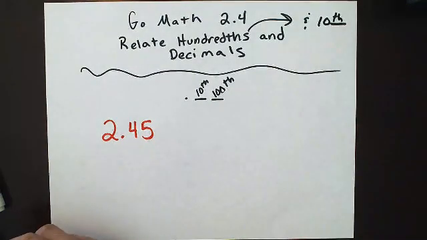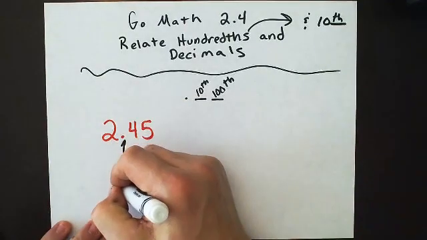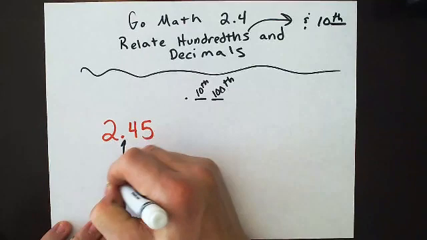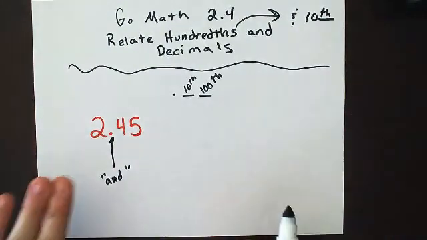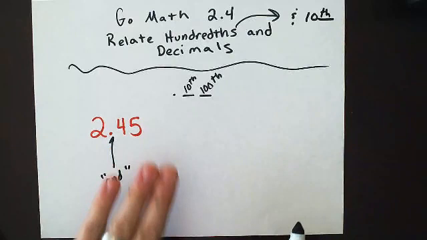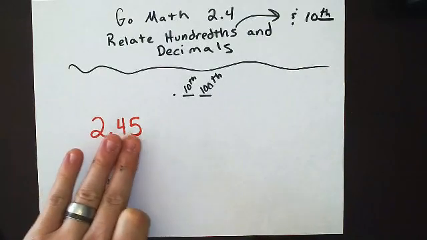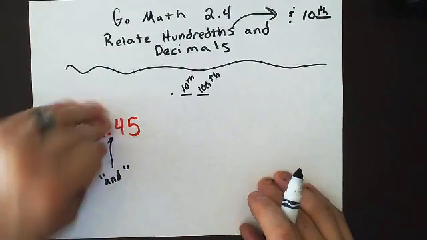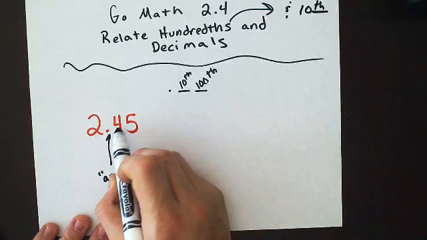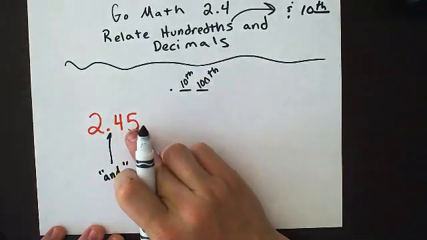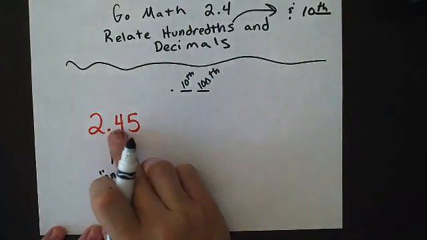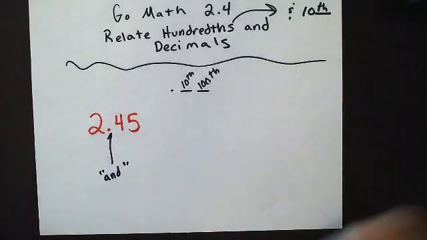So if we read this correctly, it's going to be 2, and we did talk about that the decimal point is the word "and." That is really important. So I'm not going to read this as 2.45. This is going to be read as 2 and 45, because that is the number 45. So 2 and 45 hundredths. Since there are two places behind that decimal, this is 2 and 45 hundredths.